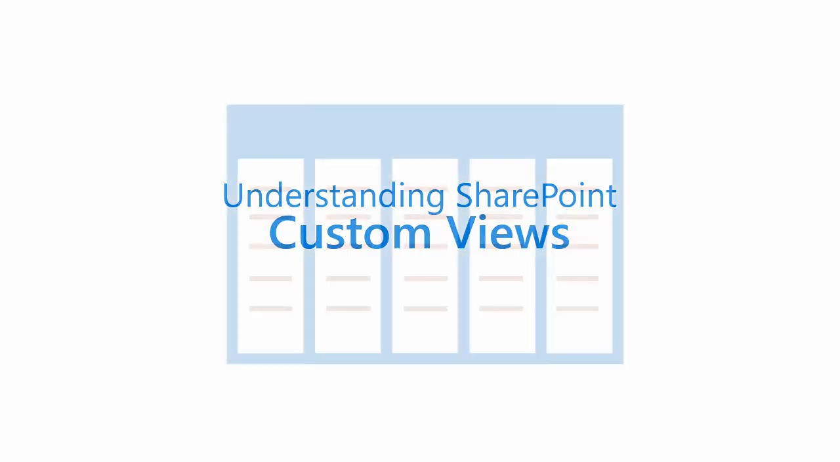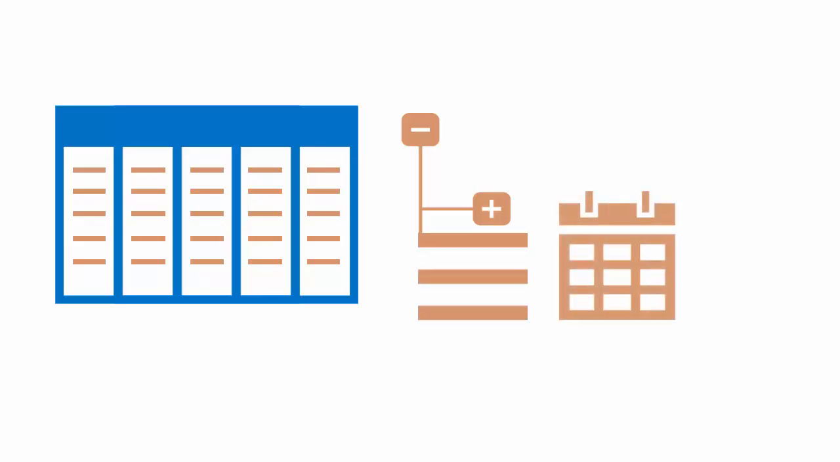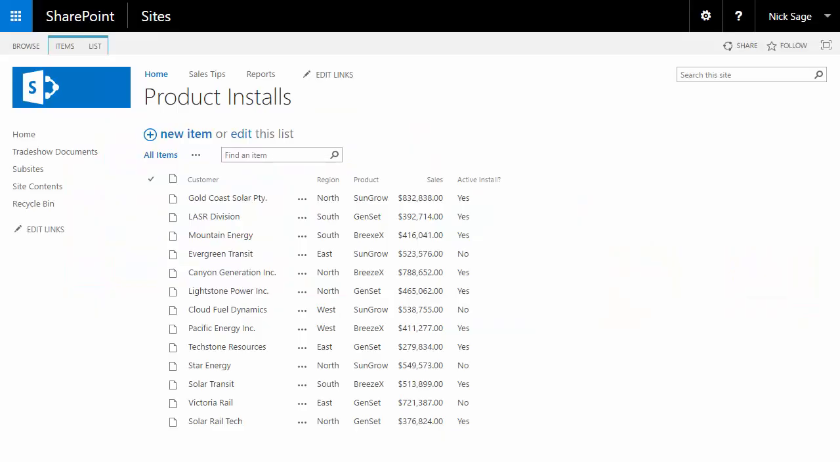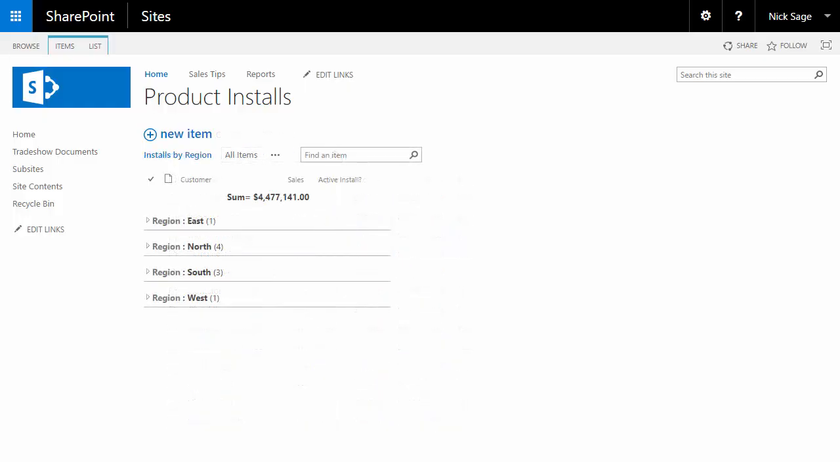SharePoint lists can display information in different ways using views, which provide a variety of options to present, filter, and sort information. The standard way of viewing a list is as a series of columns. In this example, we have a custom list for product installations, which includes custom columns we've created to track names, categories, amounts, and activity. Custom views can transform basic lists into dynamic displays to help people make sense of information.